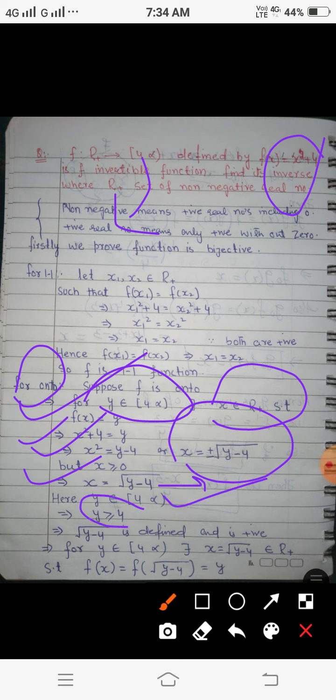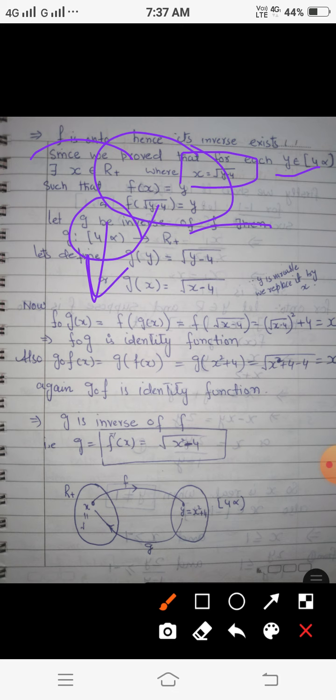Now if we replace this y by x, because x and y are just variables, it doesn't alter the function. So clearly, for simplicity, we write g of y equals root of y minus 4 as g of x equals root of x minus 4. Now we have defined this function.